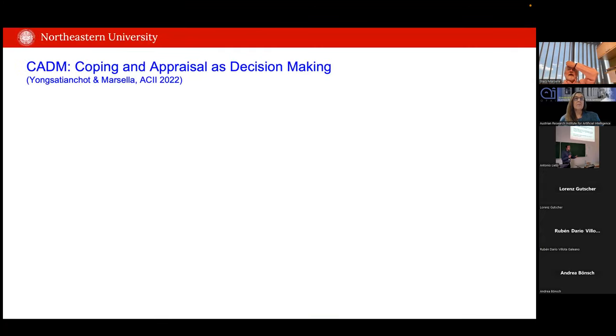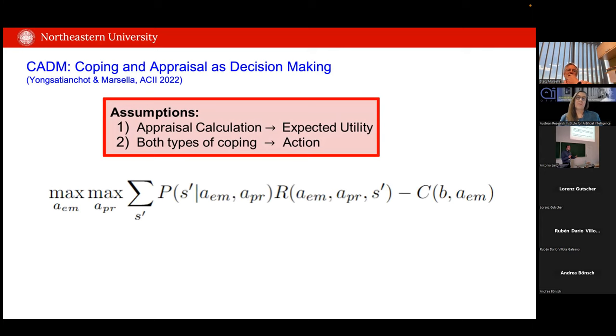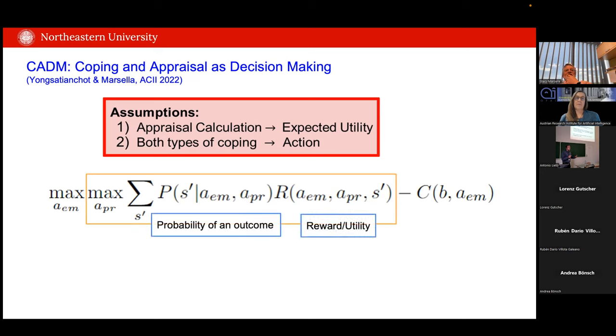What CADM did, I'm going to briefly show what CADM argued. Basically, CADM had an appraisal calculation. It's very much tied to expected utility, not dissimilar from what EMMA did. And it modeled both types of coping, both problem-directed as well as emotion-directed coping as actions. It has a kind of standard decision-theoretic formulation, whereas the probability of certain actions changing the state, there's a reward associated with certain actions, a utility associated with certain actions. So we have this element, probability of an outcome, reward and utility associated with it, but now we have both types of actions here, not just standard actions changing the world.